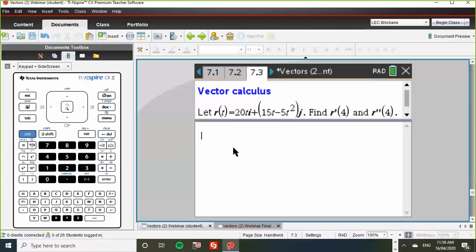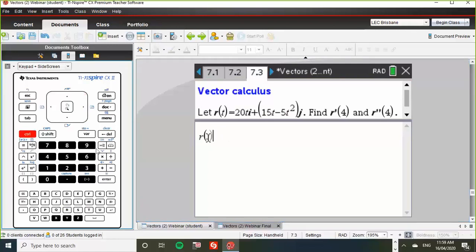If this question contained quite a few parts, I'd be very tempted to assign r of t to be a vector in terms of t. And for the purposes of this webinar, I'll show you how to do that. So here I'm going to say r of t, I'm going to assign that by pressing Control, Symbols, Template. The assign command is a colon equals.